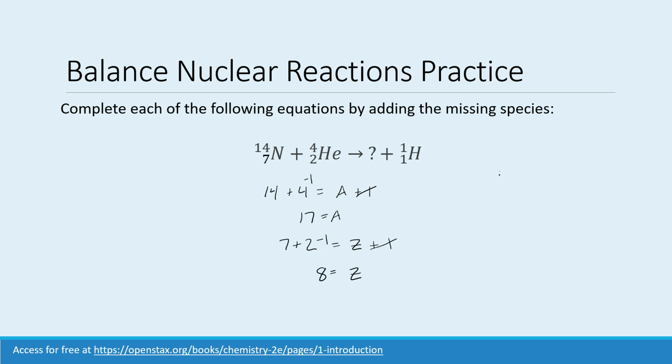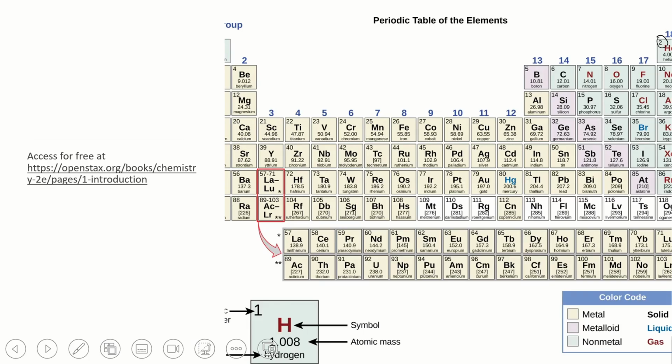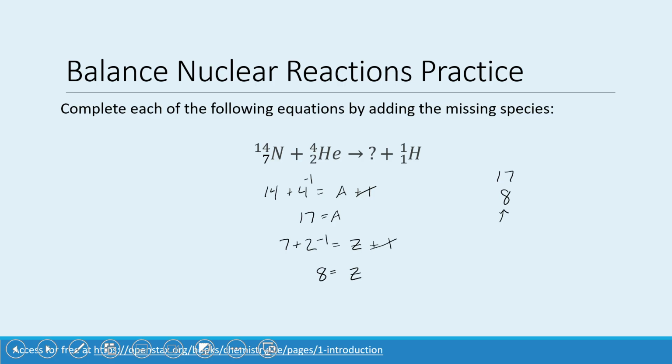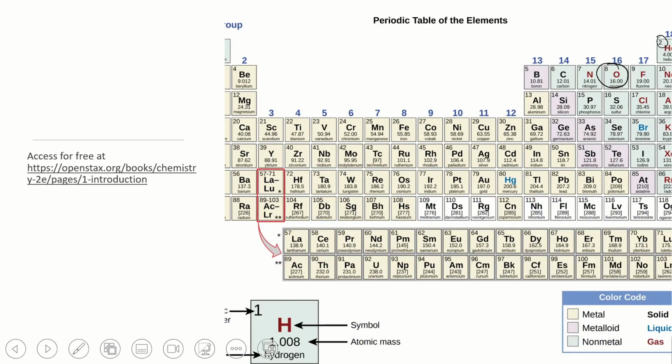Okay, so we have a mass number of 17, an atomic number of 8. The atomic number is what we look up to determine what the element is. Look at the periodic table, find number 8, and we see that that is oxygen. Okay, so this is an oxygen isotope with a mass of 17. Okay, so simple enough.